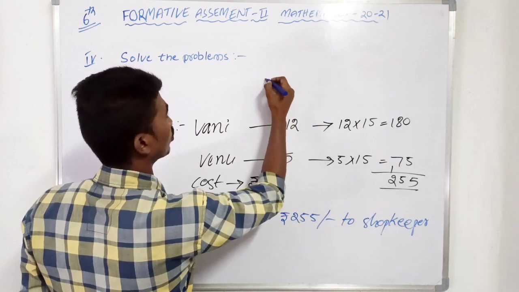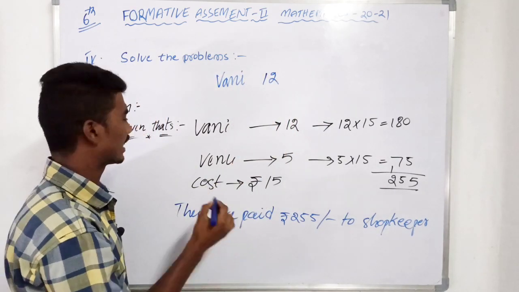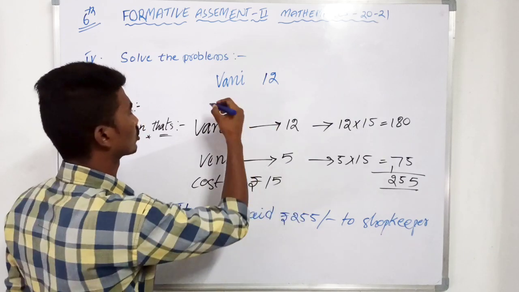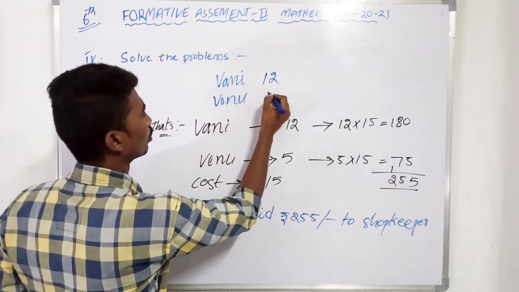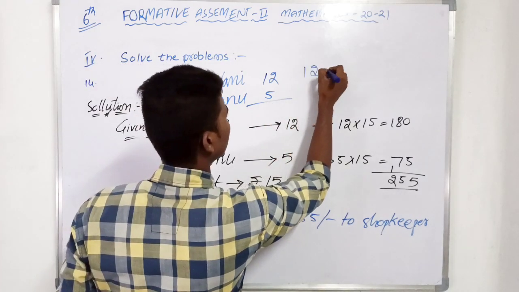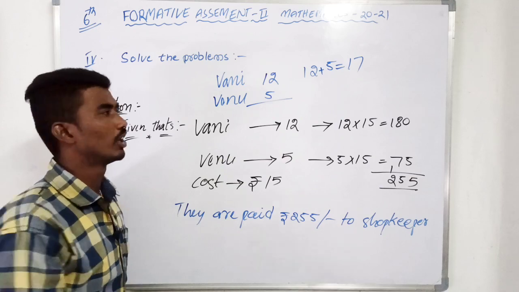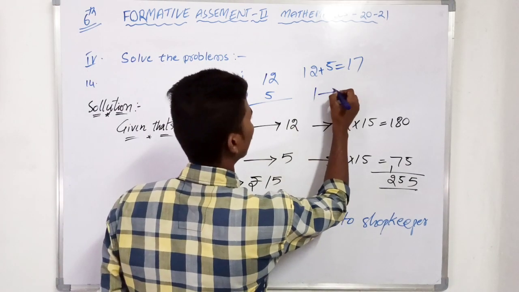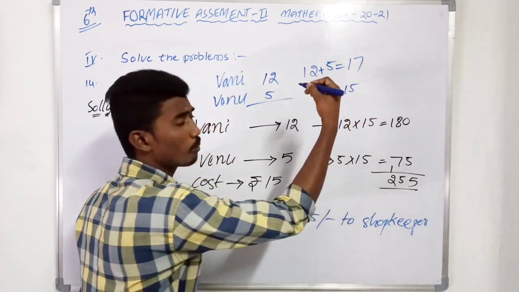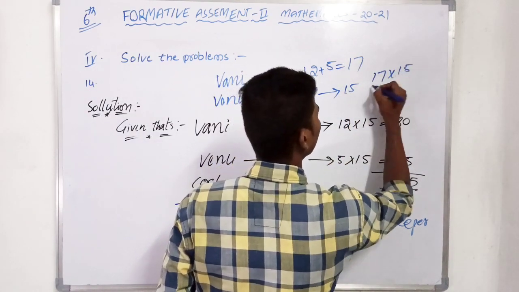Vani purchased 12 notebooks and Venu purchased 5 notebooks. So how many notebooks in total? 12 plus 5 is 17 notebooks. What is the cost of each notebook? 15 rupees. So how much is the cost of 17 notebooks? 17 into 15. Do this.